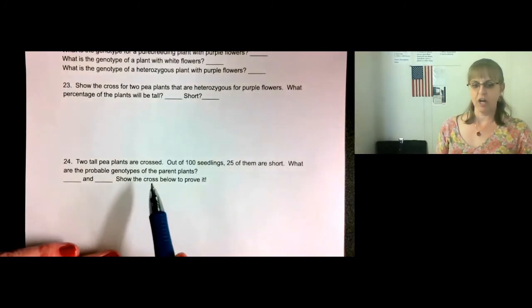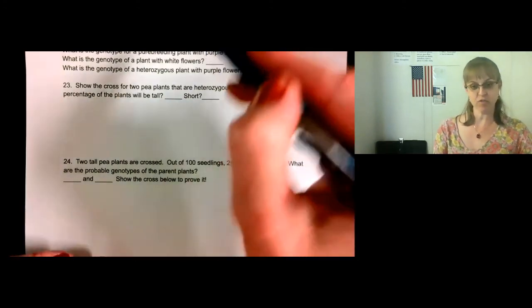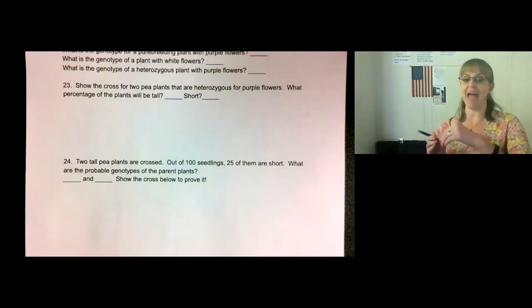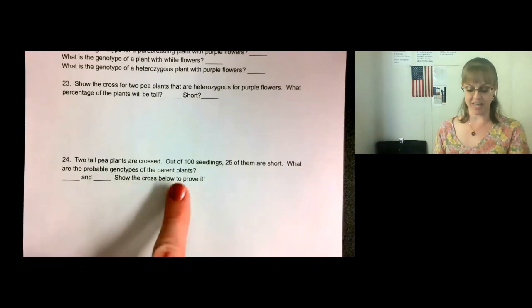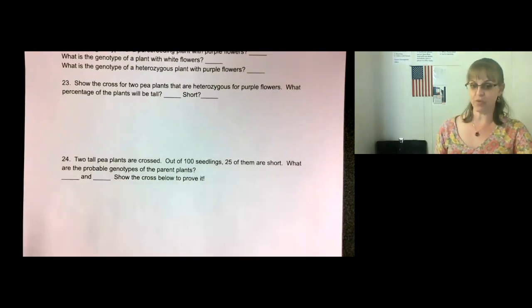Finally, number 24 may seem rather confusing when you first look at it. If that's true, go back through your Punnett squares and find something where 1/4 of them have one characteristic and 3/4 of the seedlings have the other characteristic. Then that will help you figure out the genotypes of the parent plants in this case. 25% are short. That must be the recessive trait. Hopefully that will help you answer this question.